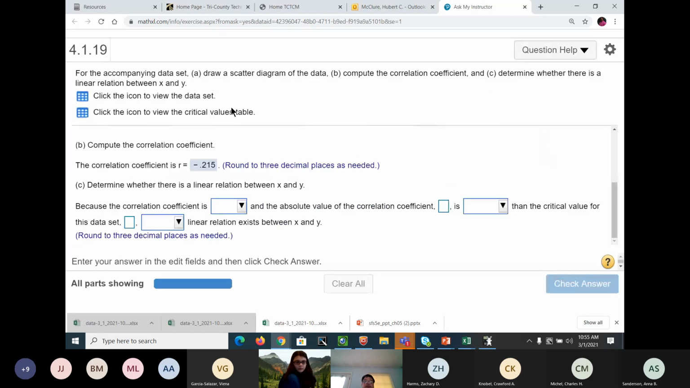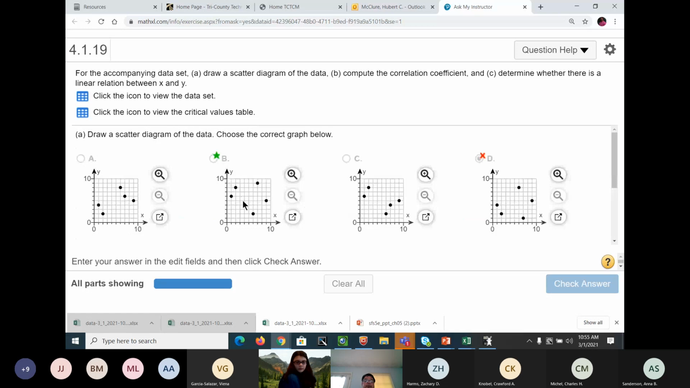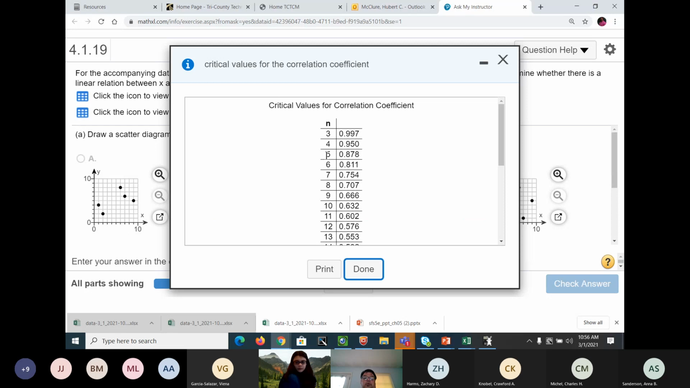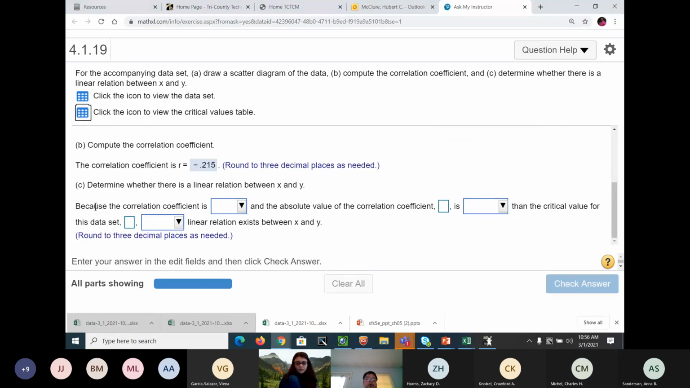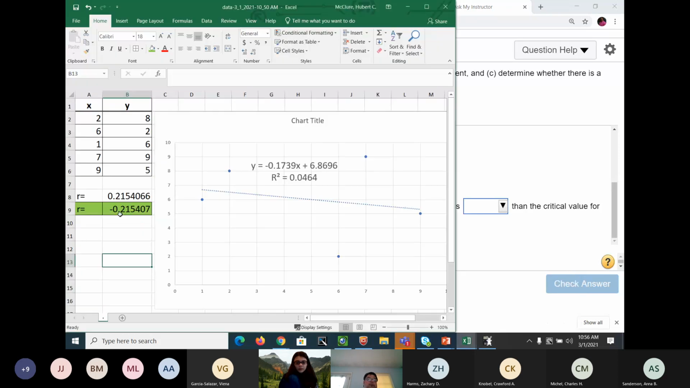Now, how many points do we have? Let's see, 1, 2, 3, 4, 5. So n is equal to what? n is equal to 5. Write that down, 0.878. Everybody with me? Okay, so 0.878. Because the correlation coefficient is negative, and the absolute value of, let's go look at it again. What is the absolute value of negative 0.215? 0.215, Hubert. Thank you, class.